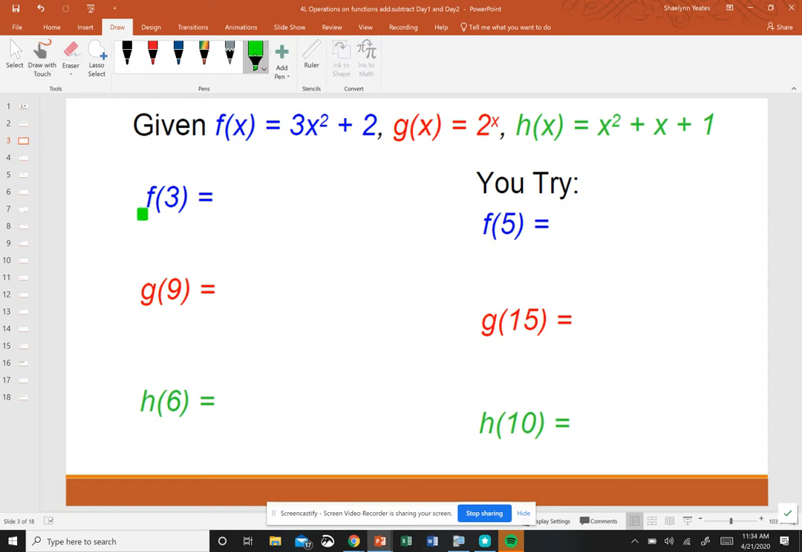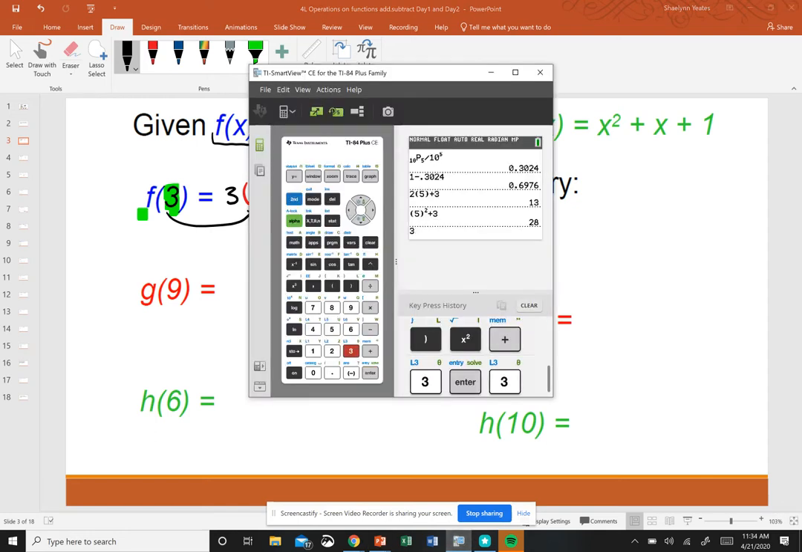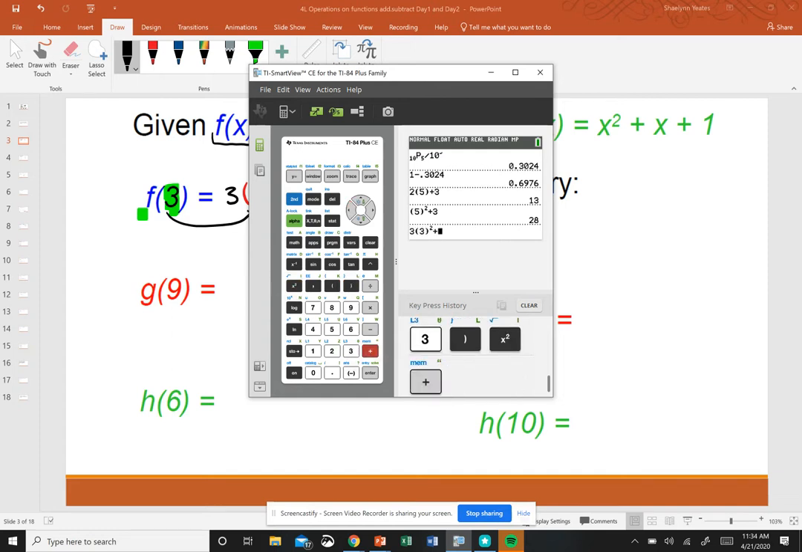So right here, I'm looking at equation f, and I'm plugging in 3. So this would be equation f, and I'm plugging in 3 for x. So this would be 3. And then I do my parentheses, 3. I'm getting that 3 from there. Squared plus 2. And I literally take out my calculator. I do 3 parentheses 3 squared plus 2. And I get 29.